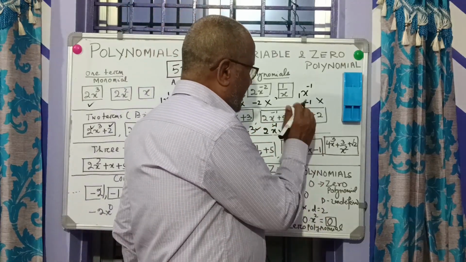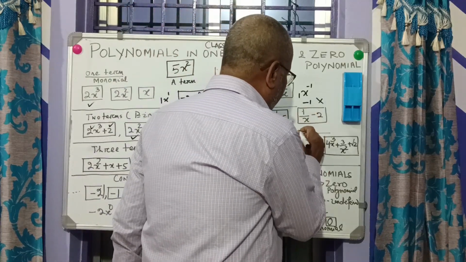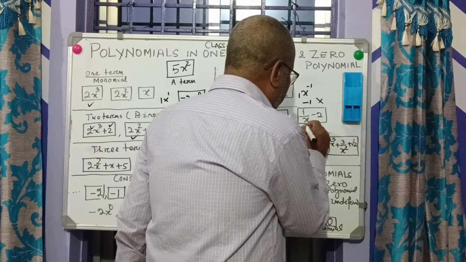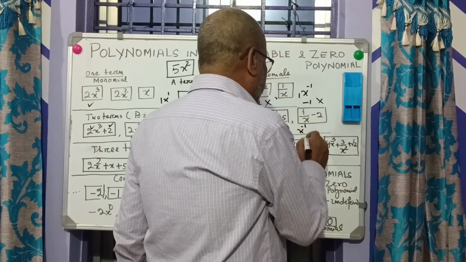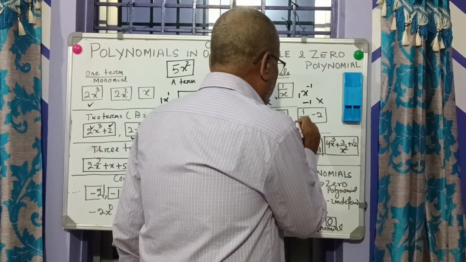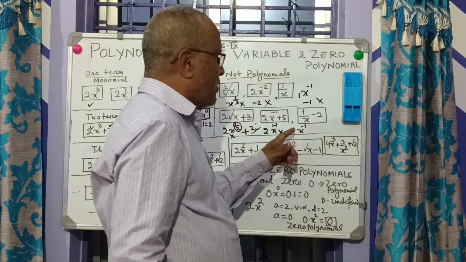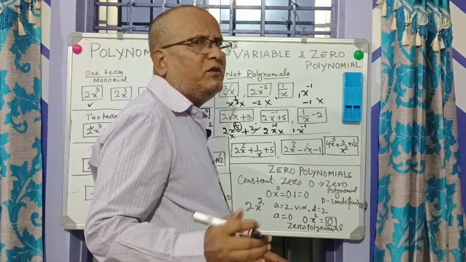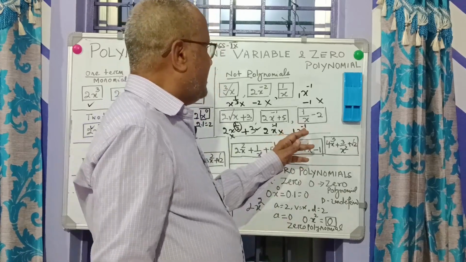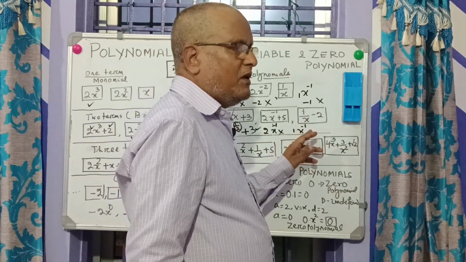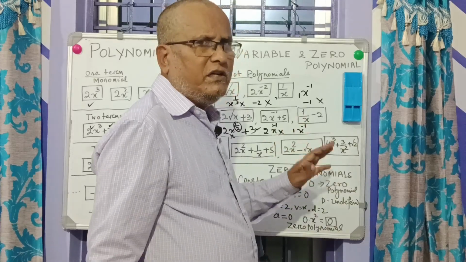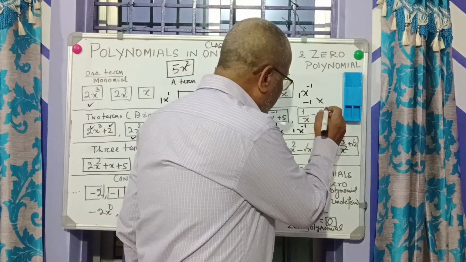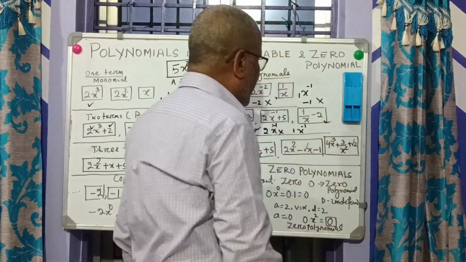So let us discuss this one. 1 by x, we can write x power minus 1. So here the variable is x, coefficient 1 and exponent minus 1. That is a negative integer. So it doesn't satisfy the conditions of a polynomial. Minus 2 is a constant polynomial.